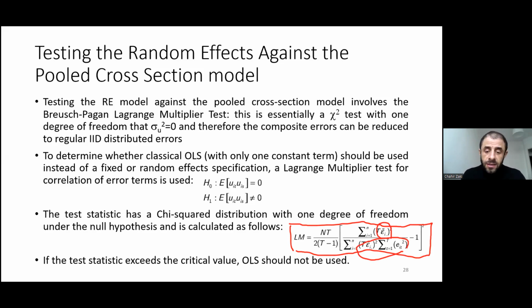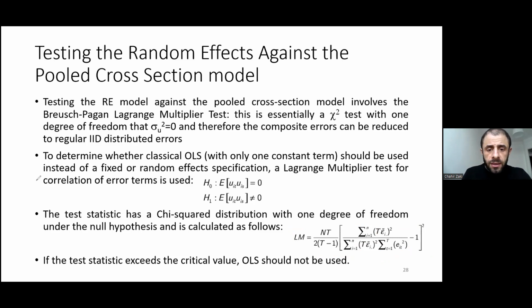So if this test statistic exceeds the critical value that comes from the classical tables, then in this case, the OLS should not be used, and we have to use the generalized least square, because in this case, the generalized least square will assign different weights for observations that have a higher error variance. Okay.